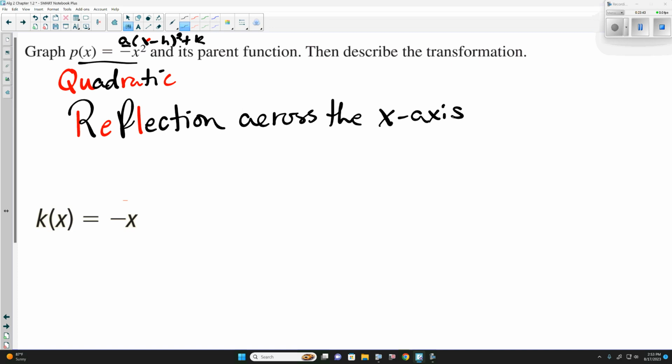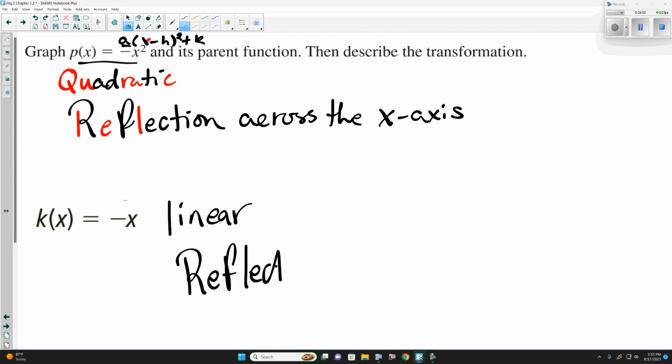What's its parent? Linear. And this one is also a reflection across the x-axis.